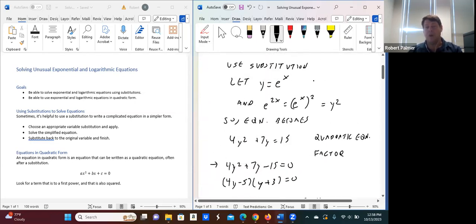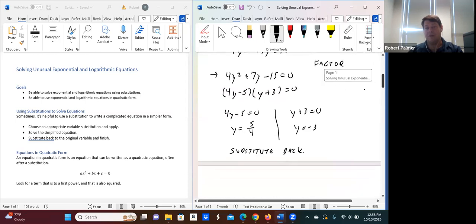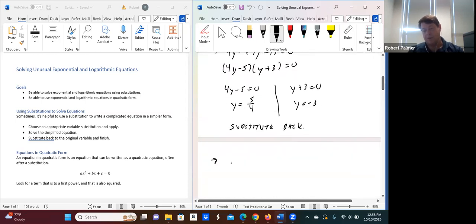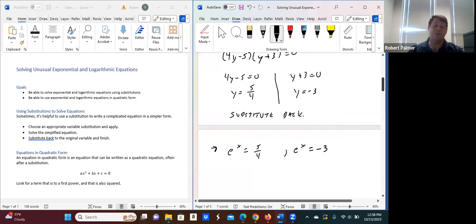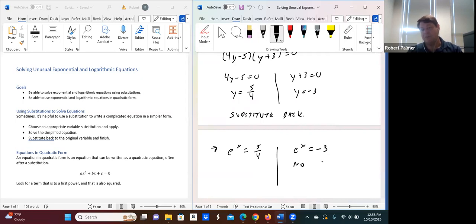Now, substitute back: y equals e to the x. So we have two equations: e to the x is equal to 5/4, and e to the x is equal to negative 3. Now we have two equations which we can solve using our normal ways of solving exponentials. Instead of using a comma, let me separate these with a line. The first thing you want to notice is that this part here has no solution.